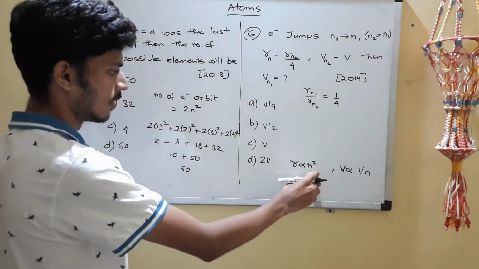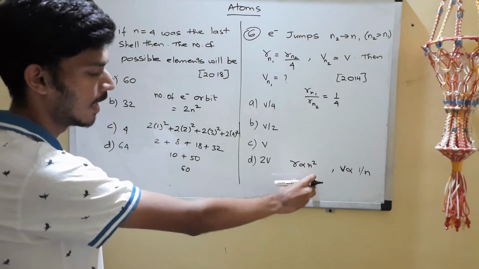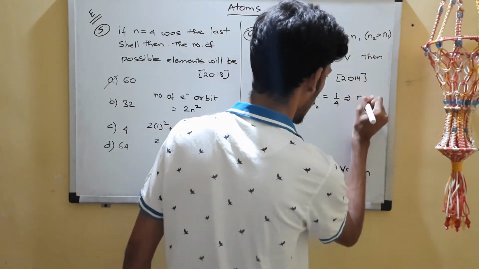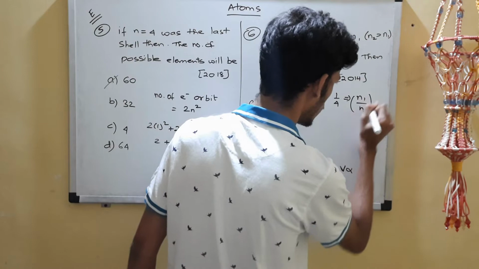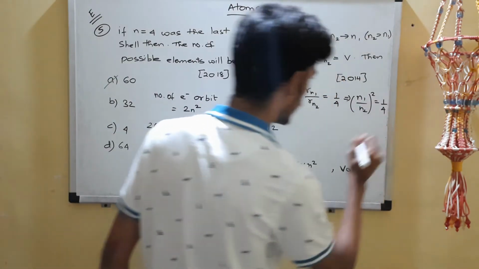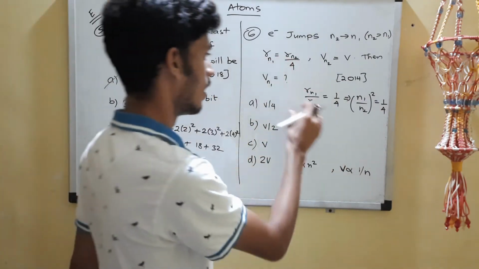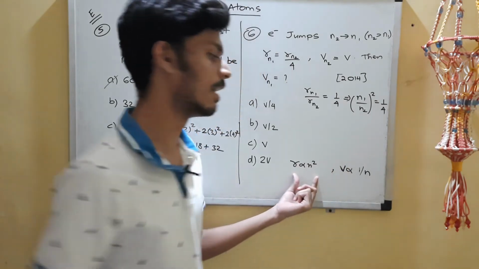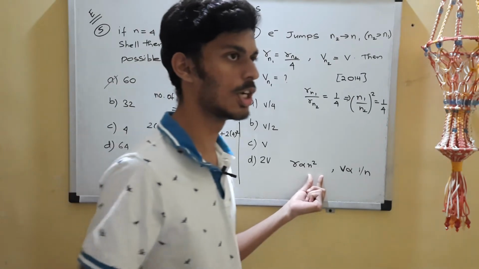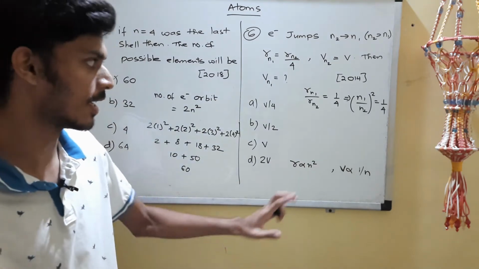I also know that your radius is directly proportional to the shell number n, its square. So I can write this as n1 by n2 the whole square. Since it's a ratio, the proportionality constant will cancel. So here we have the important thing. First we use this relation, then we substituted in terms of n. So now we know that radius is directly proportional to n square, so n1 by n2 the whole square will be equal to 1 by 4. So that is clear over there.